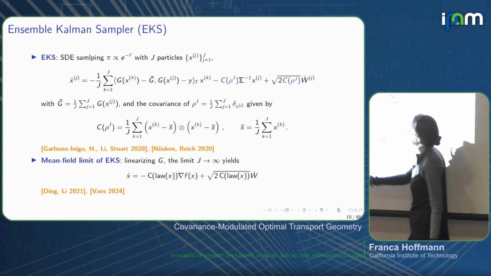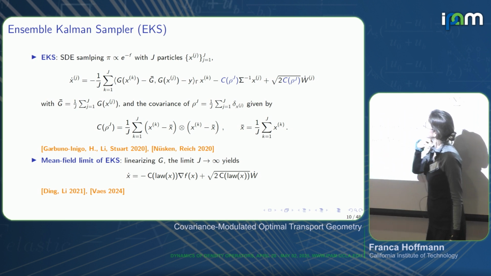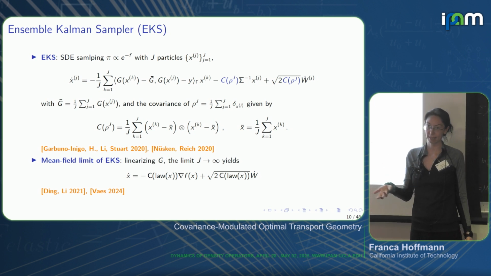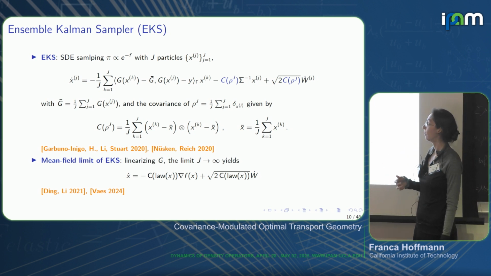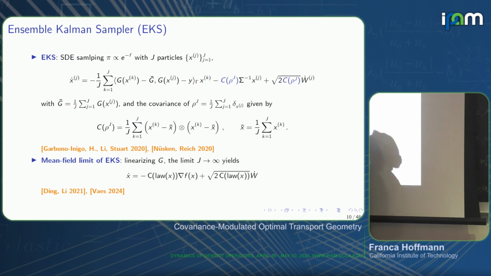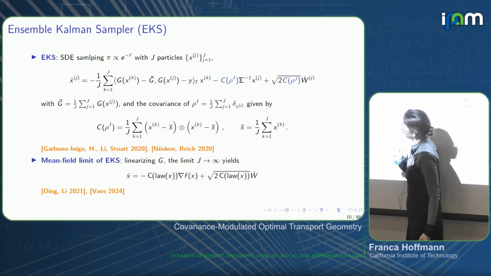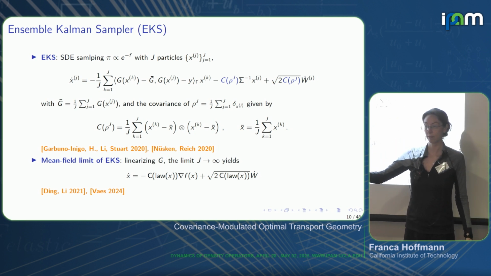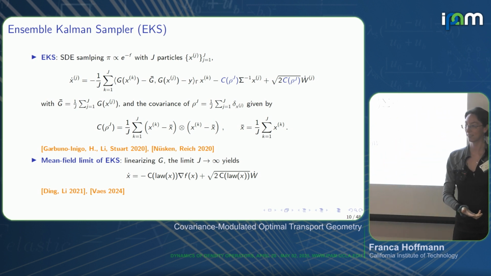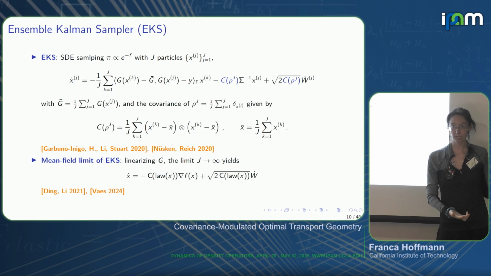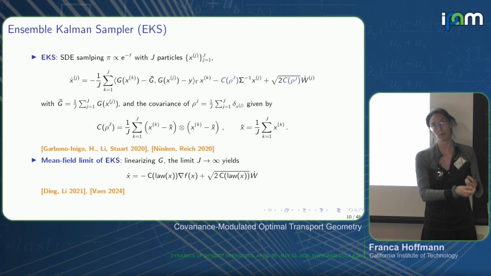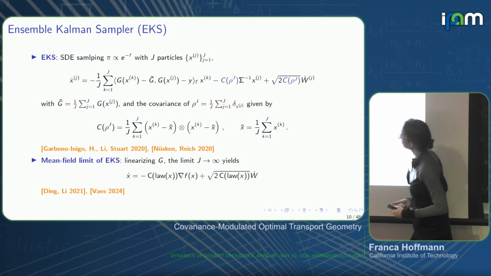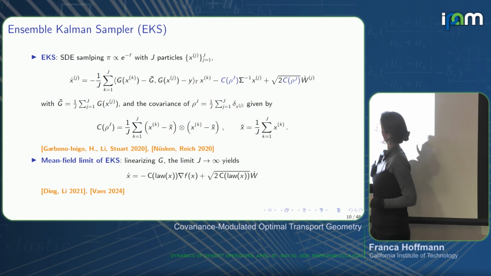But in 2020, we proposed a new algorithm in this family called the ensemble Kalman sampler. So it's basically an interacting particle system. And it's doing what I mentioned before. So basically, you sample from something that's easy to sample from, and then you evolve your particle system in a way that after a long time, you have approximate samples from your target distribution. So this is what this algorithm is proposing to do.